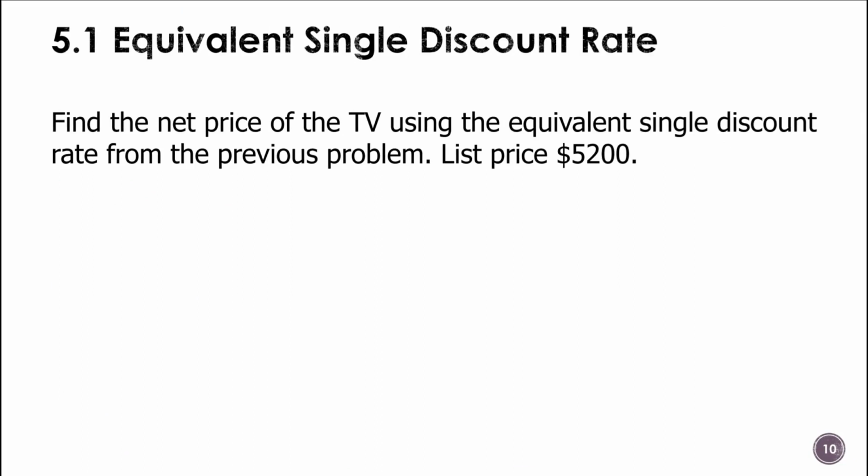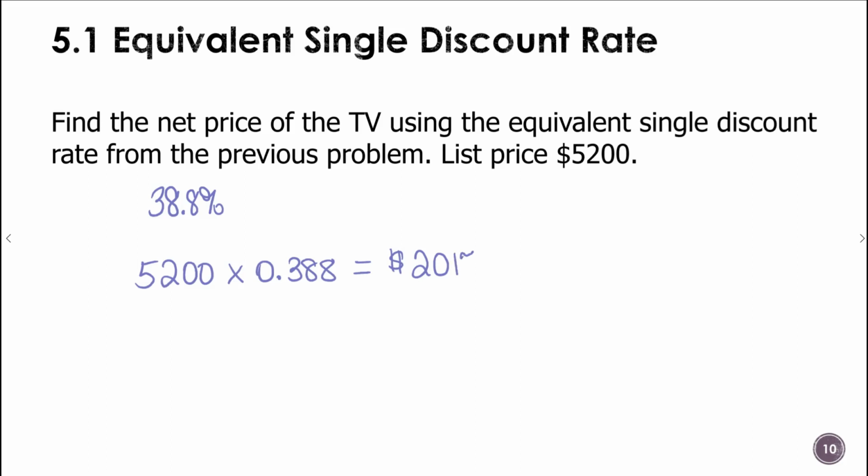All right, so let's look at this next slide. It says find the net price of the TV using the equivalent single discount rate from the previous problem. And that was 38.8%. We're going to use that to find the discount amount. So 5,200 times 0.388, written in decimal form. That gives us a discount amount of 2,017.60. And then we subtract that from 5,200 to give us the net price, the discounted price of this TV.